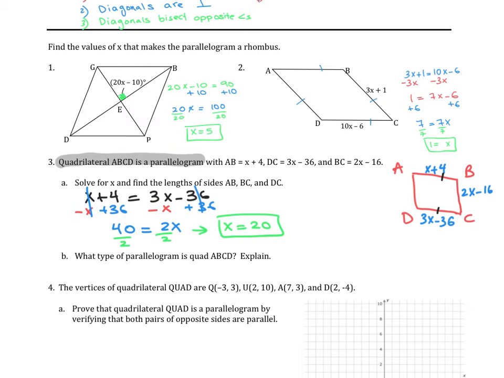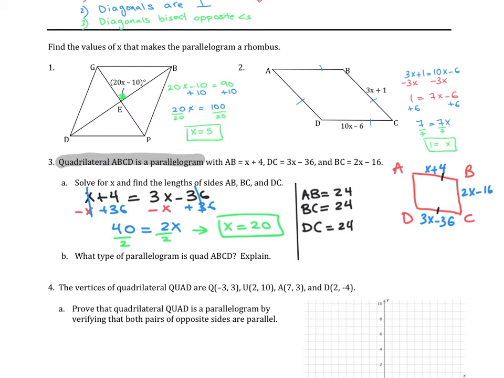So knowing that this is a parallelogram, I set up opposite sides congruent. So I set up an equation to help me solve for x. Now I need to plug it in to find AB, BC, and DC. So let's go ahead and do that. So AB is x plus 4, so that's 24, because 20 plus 4 is 24. BC is 2 times 20, which is 40. 40 minus 16 will also give me 24. And DC is 3x minus 36, so 3 times 20 is 60. 60 minus 36 is also 24.